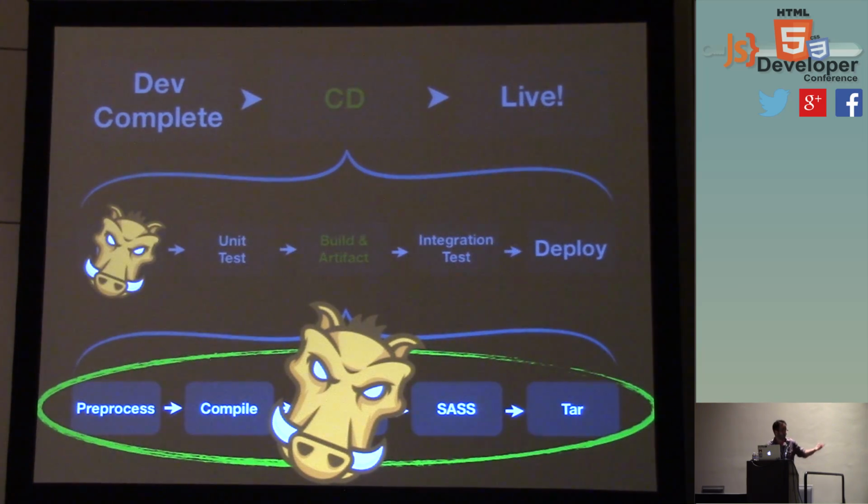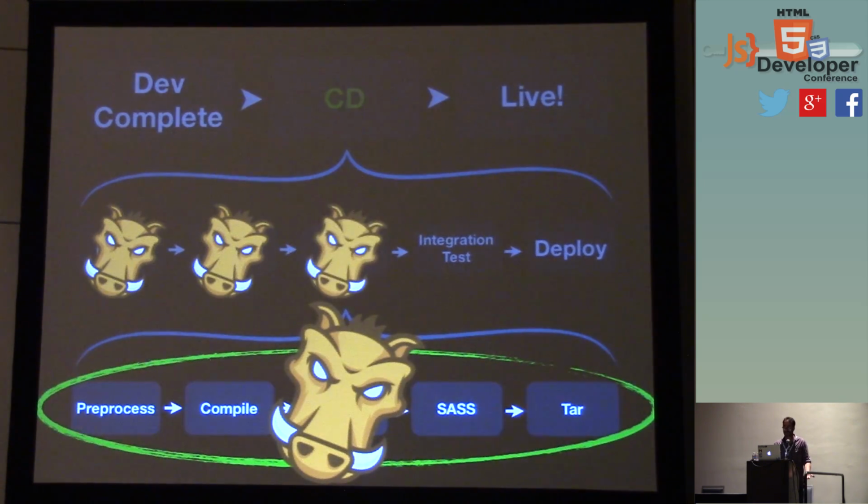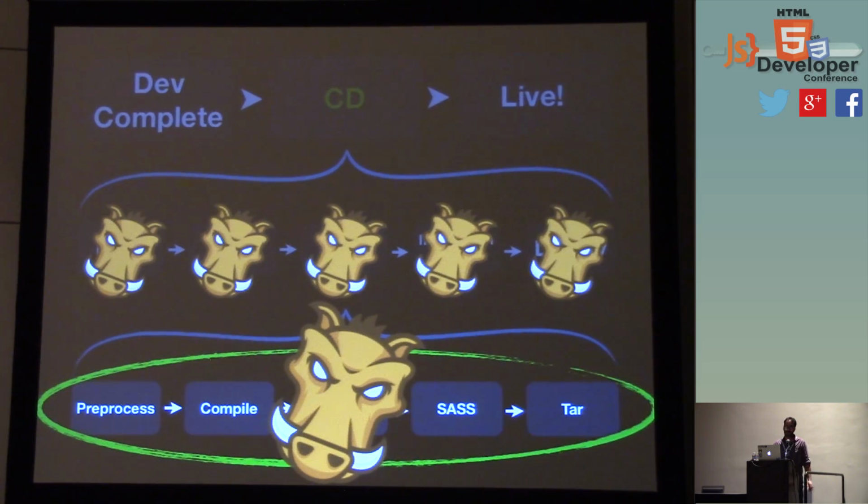But you could automate your pushing with Grunt. You could automate your versioning with Grunt. You can easily do unit tests, build artifact integration, and you could even deploy. But I haven't done that. I'm not sure it's really necessary.